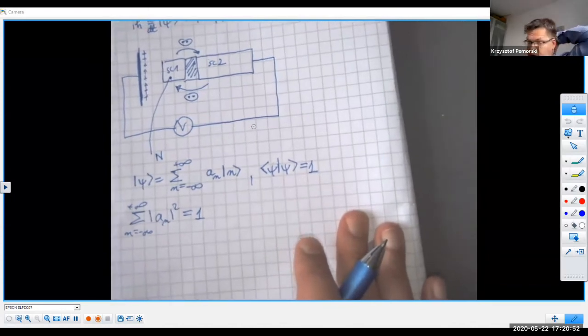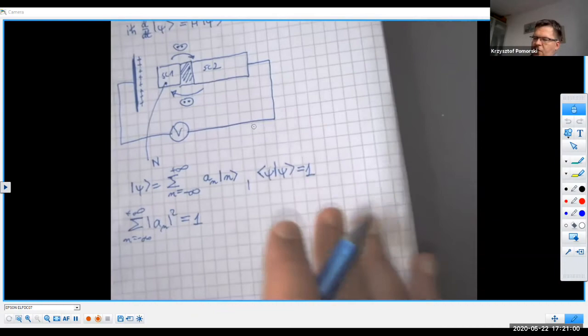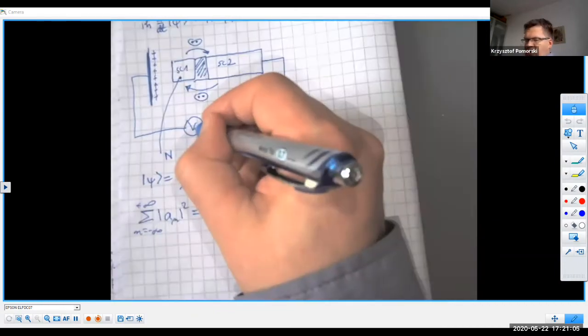And then we need to describe the Hamiltonian. So before, the Hamiltonian was described by a phase. Now it's more suitable to describe the Hamiltonian by the number of Cooper pairs in this small superconducting island, and we have a certain parameterizing voltage Vg.